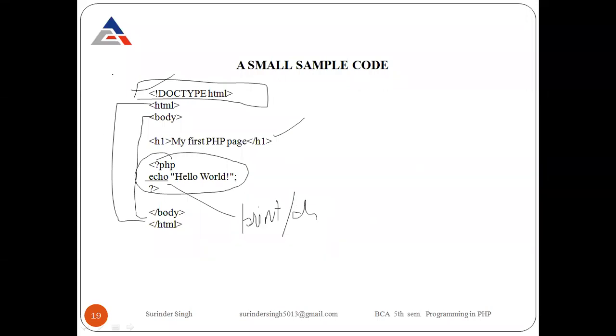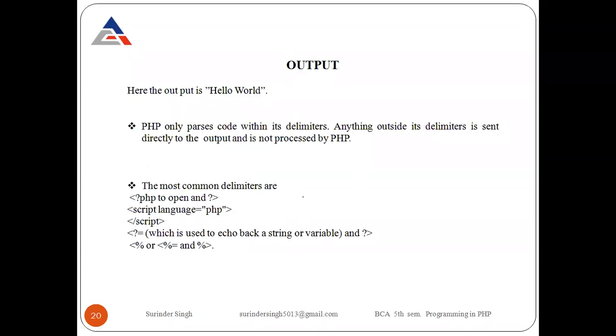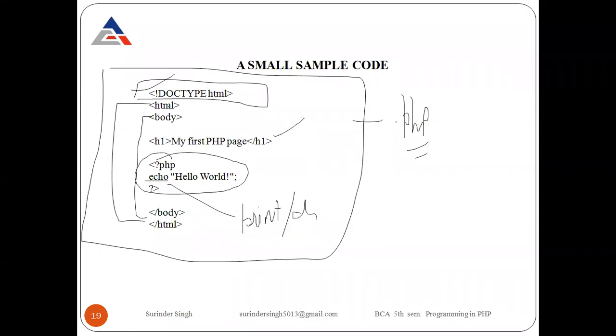After writing this code, you have to save this file with the extension .php. And you have to run this file on the server, like in yesterday's lecture, where we ran the PHP code. Then the output of that code is hello world.